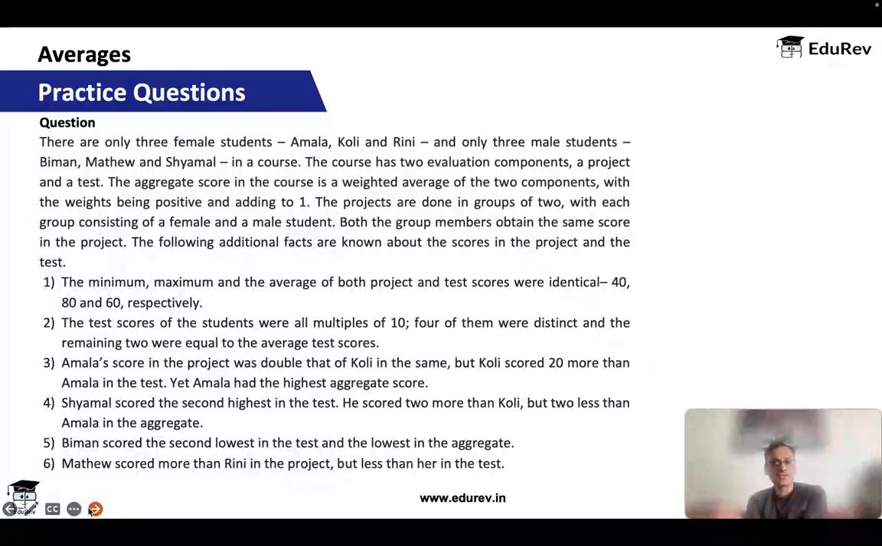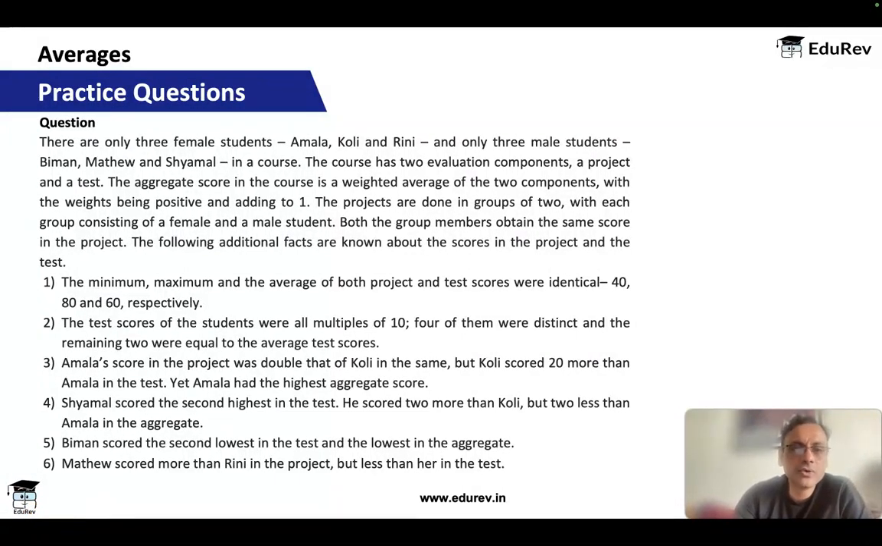CAT total has 66 questions. 6 out of 66 is 1 by 11, which is almost 10% of the paper was average. So that's how important this concept can be. So let's do this question. And remember, this is 5 questions. So even if you spend a bit of time on this set, it is completely worth it, because finally you are going to get 5 answers.